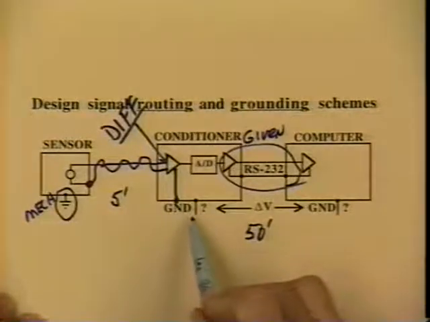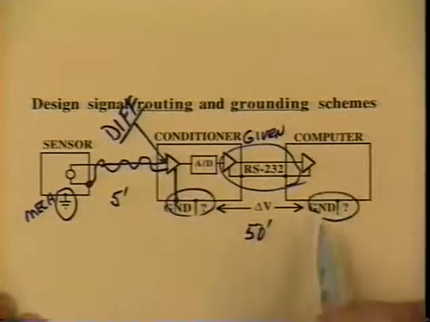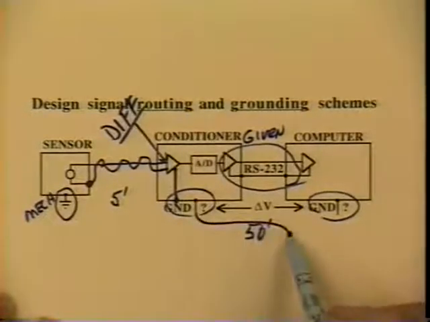I'd look at how the two chassis are grounded that the RS-232 signal runs between. See, I've shown that there's a ground here, a safety ground required, I imagine, but I haven't completed it. I haven't shown exactly where it goes. Well, what I would do is use a single point safety grounding scheme.